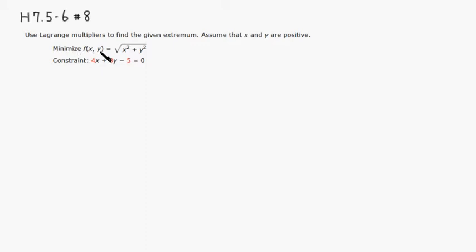Alright, so to make our lives a little bit easier, instead of minimizing this expression with a square root, I'm going to minimize this expression just without the square root, so x squared plus y squared. Because if you can find the xy value which makes this quantity the smallest possible, then the same xy value will make this guy the smallest possible.